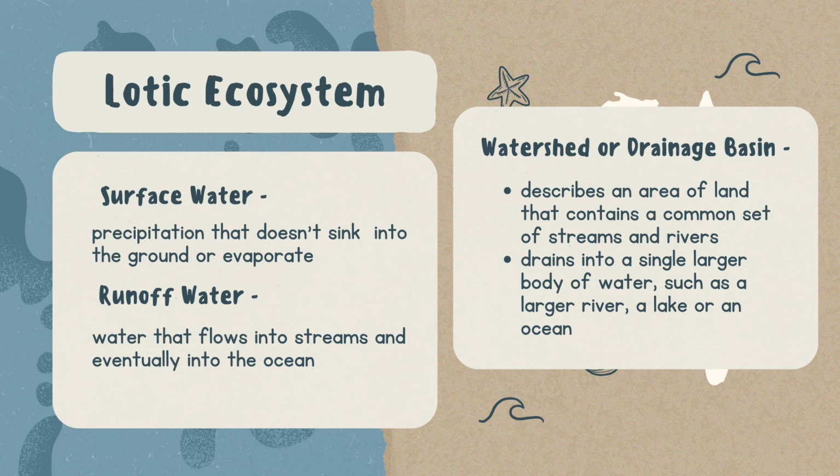First would be surface water. So these are precipitation that doesn't sink into the ground or evaporate. Second is the runoff water. So runoff waters are waters that flow into streams and eventually into the ocean. Third or last would be the watershed or drainage basin. This describes an area of land that contains a common set of streams and rivers. This drains into a single larger body of water such as a larger river or a lake or an ocean.